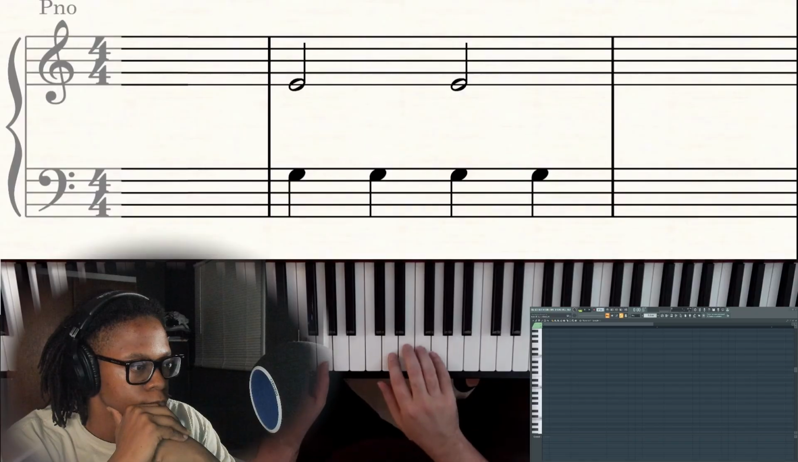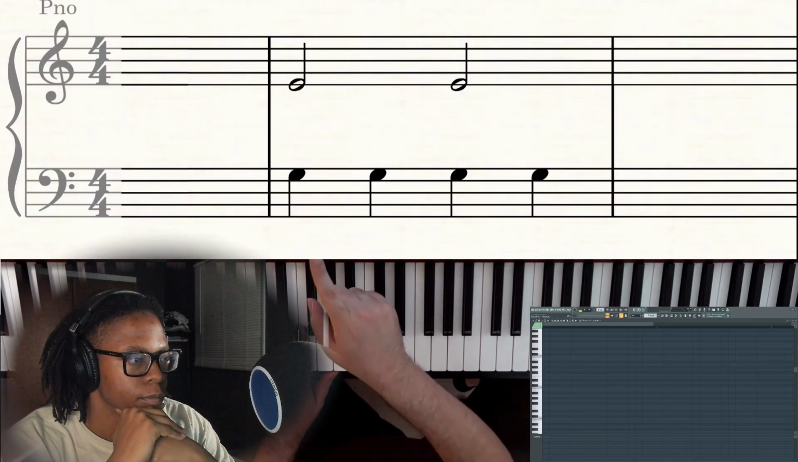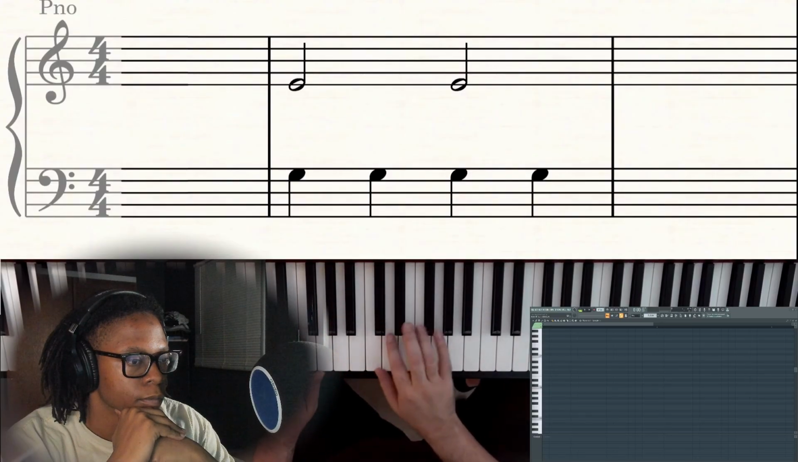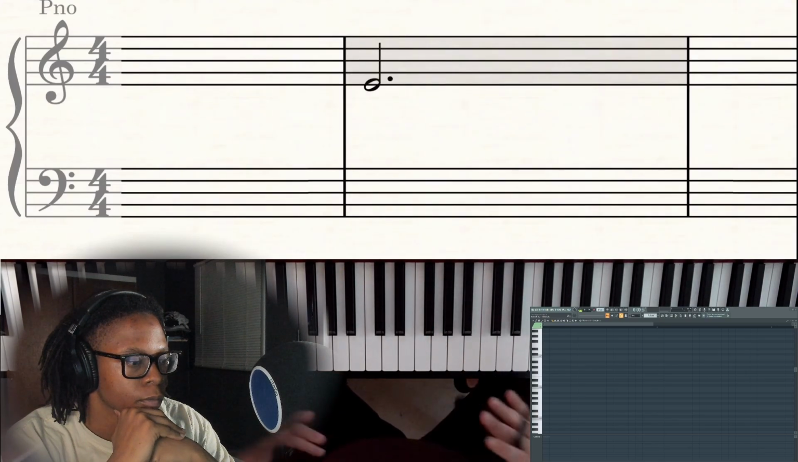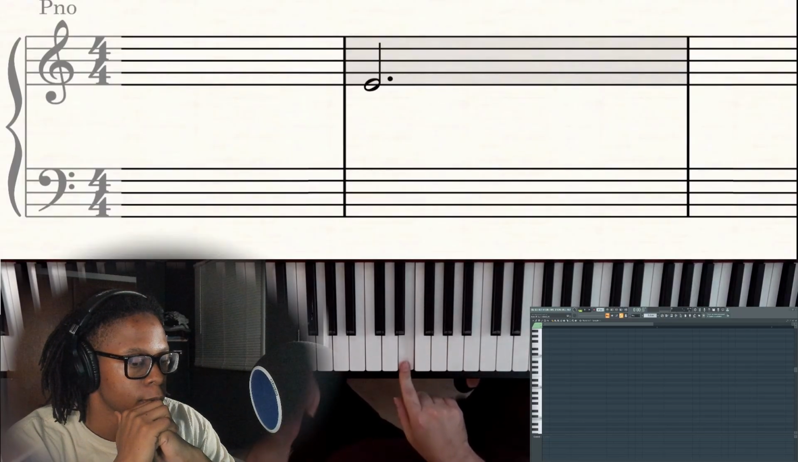Like if you do this, that was wrong. You've got to hold it. And that's because on top we have half notes. They need to be held over for 2 of these left-hand notes. So it'd be more like this. Just like that. This is a dotted half note, and it's going to get 3 beats. 1, 2, 3.